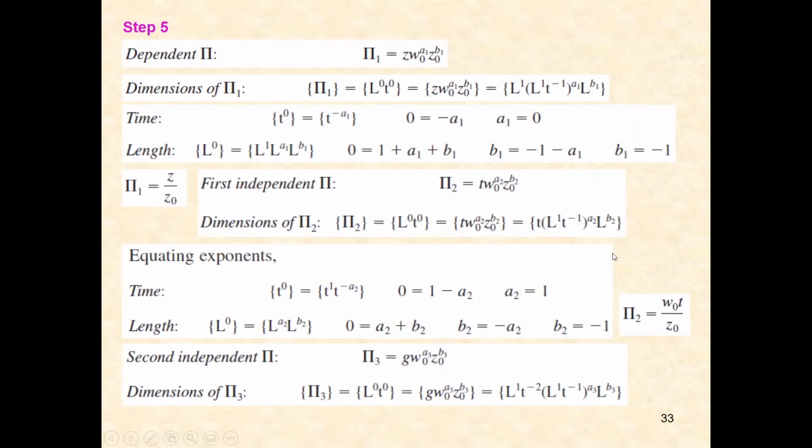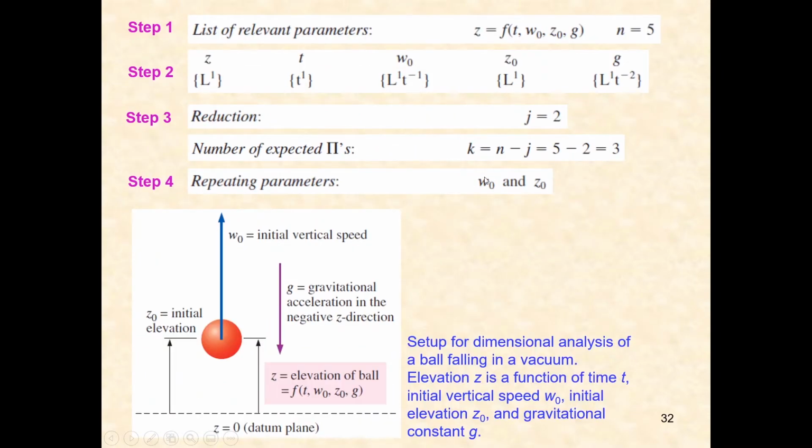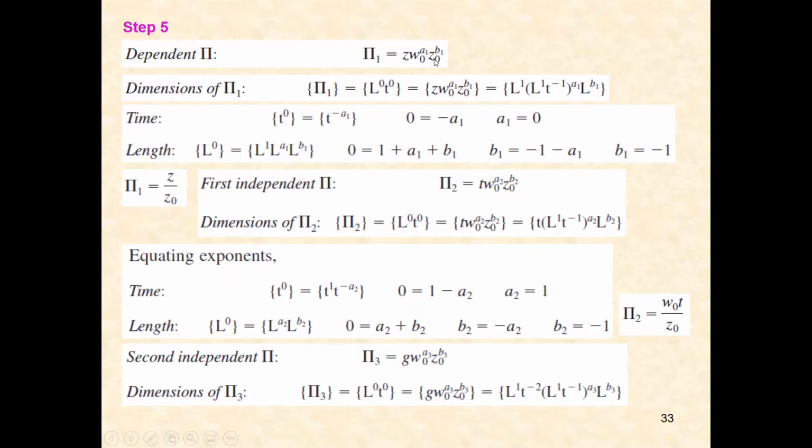Okay, and then we go to step 5. We start with our pi 1, the dependent variable, which is z, and multiply it with the repeating variables, the ones that we chose in step 4: w0 to the power of a, z0 to the power of b. Then we write this down in terms of dimensions. As we know, pi 1 is non-dimensional, so you can write down M to the power of 0, L to the power of 0, T to the power of 0. Just put M as well, so you don't miss it when it is actually needed. In this case it only involves L and T, so this example just skips mass.